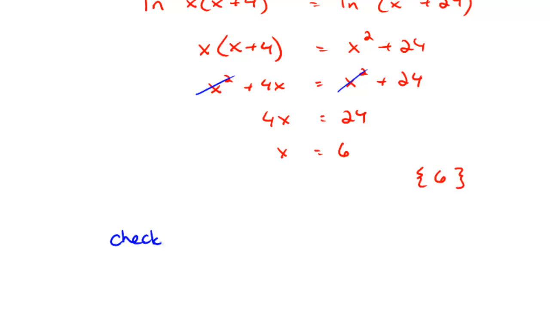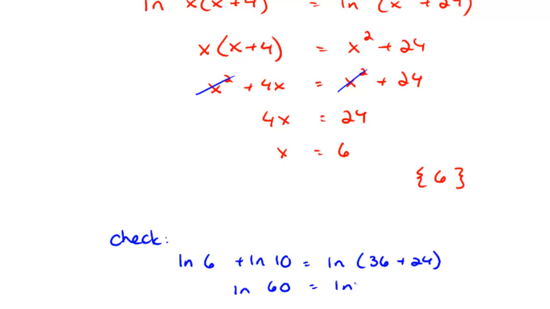So our check would be ln of 6 plus ln of 10 is equal to ln of, and we're going to have 36 plus 24. Notice how on the left-hand side we can use our product rule to get the ln of 60, and then on the right-hand side 36 plus 24 is equal to 60, and again we get our check, and so we're done.